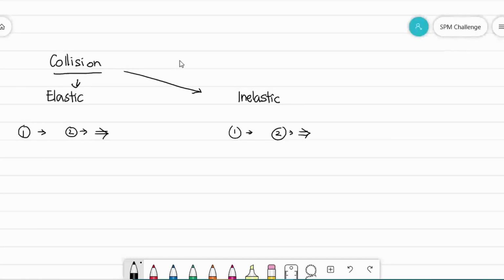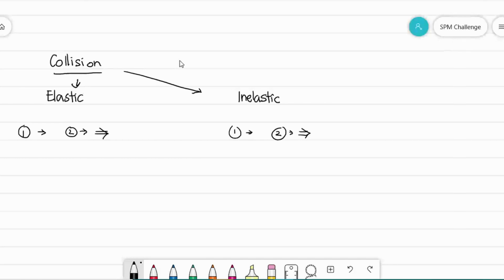Hello everyone. Today we are going to talk about collision. So basically, collisions can be divided into elastic and inelastic collisions. Let's first talk about the elastic collision.